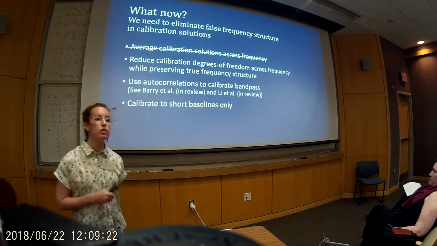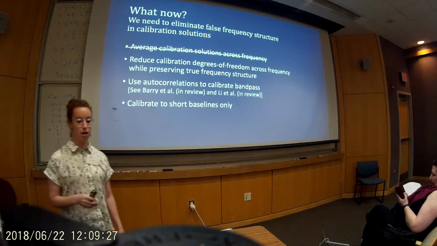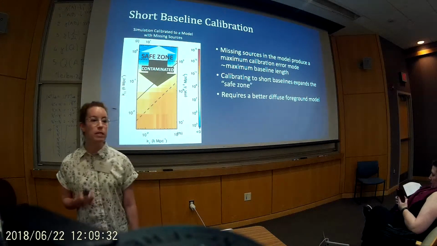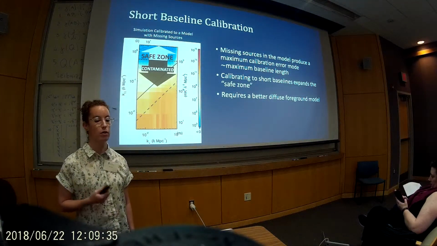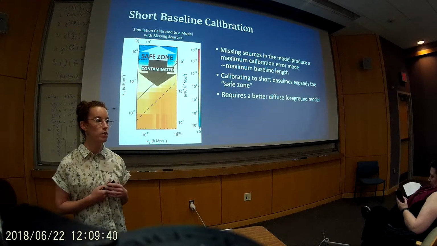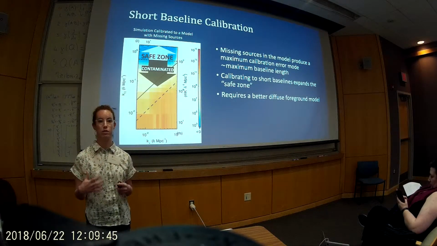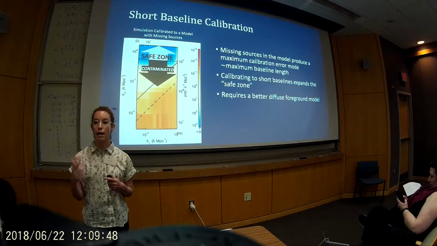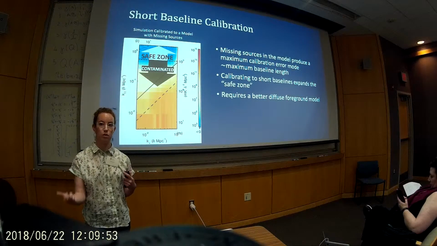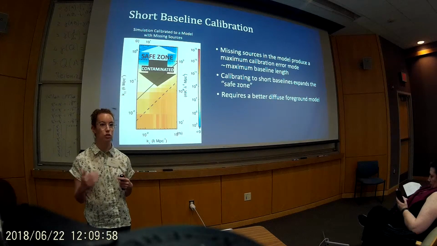And then we can calibrate to short baselines only, and this is really what I'm working on to mitigate this problem. And the reason this works is because missing sources in the calibration model produce a maximum error mode that relates to the maximum baseline length. So you can imagine you have this missing source in the model. It has side lobe structure that's moving around as a function of frequency. You're going to get your maximum error mode from a very long baseline and a missing source at the horizon. So if you restrict your baseline length, you can restrict your errors to low mode.